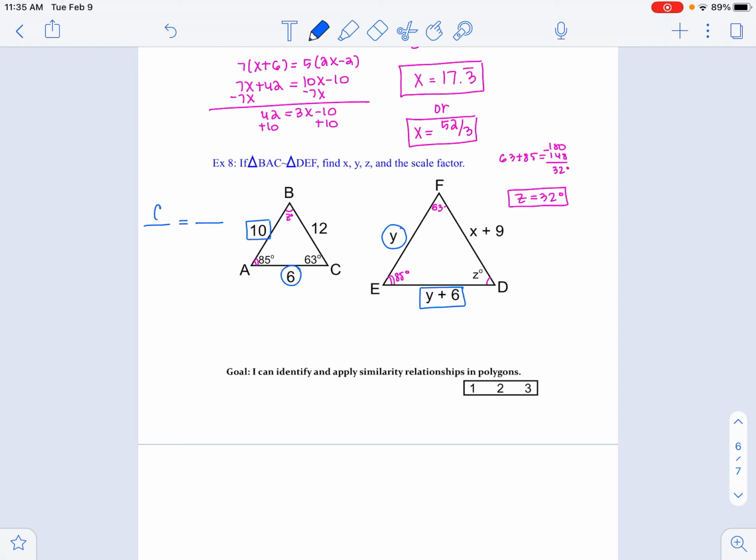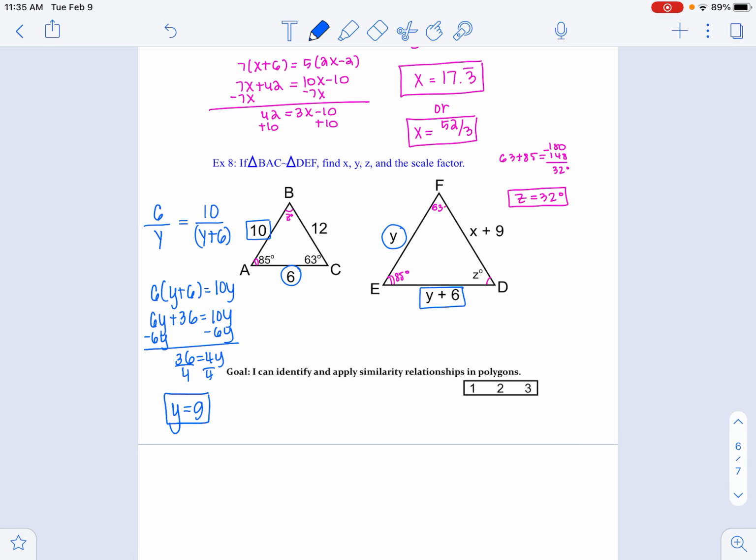I'm going to start by picking either the 10 or the 6. It doesn't matter which one. I'll pick the 6 and put it over its corresponding side, which is y. Then go back and pick the 10, and that corresponds to y plus 6. Put the y plus 6 in parentheses, cross multiply, and solve. 6 times y plus 6 equals 10y. 6y plus 36 equals 10y. Subtract 6y from both sides. 36 equals 4y, and divide by 4, and you get y is 9.